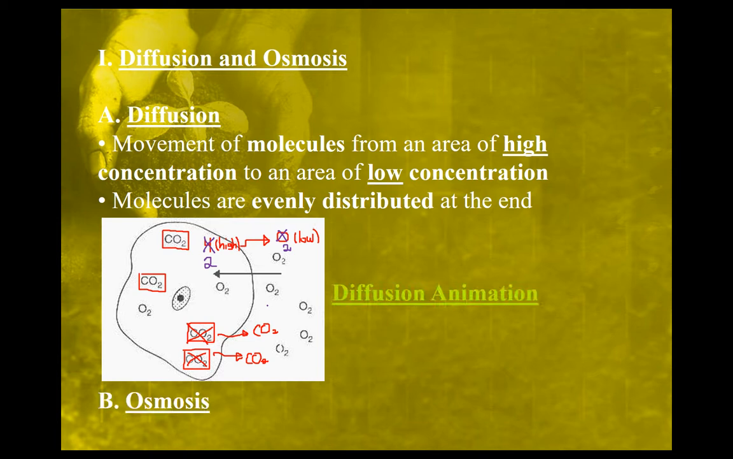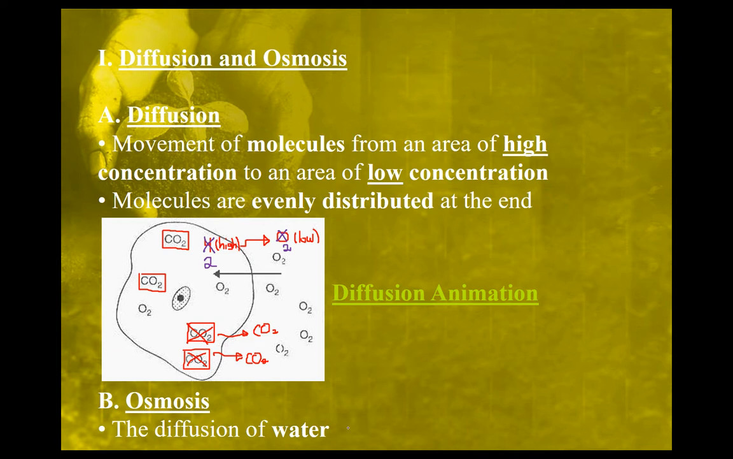There is another term, osmosis. Now, osmosis is just a special type of diffusion. Specifically, osmosis is the diffusion of water molecules. So I could define osmosis as the movement of water molecules from an area of high to low concentration.